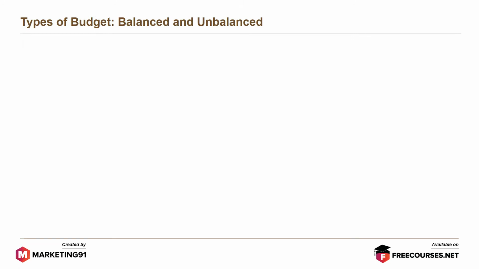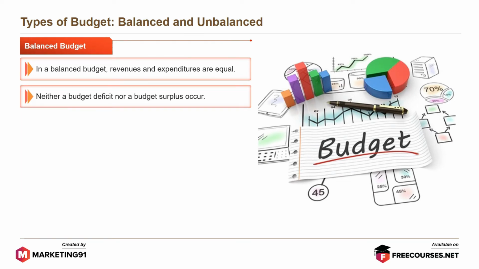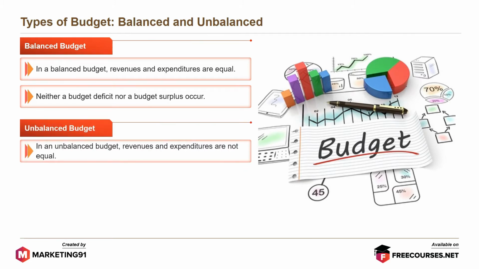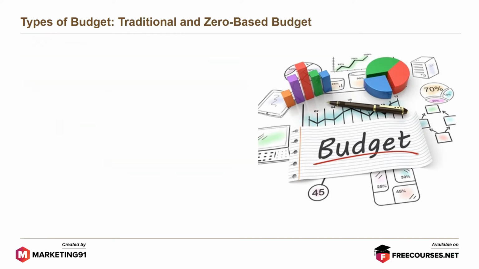Types of budget are balanced and unbalanced budget. In a balanced budget, revenues and expenditures are equal. Neither a budget deficit nor a budget surplus occurs. In an unbalanced budget, revenues and expenditures are not equal. When revenues exceed expenditures, we have a surplus budget, and when expenditures exceed revenues, we have a deficit budget.